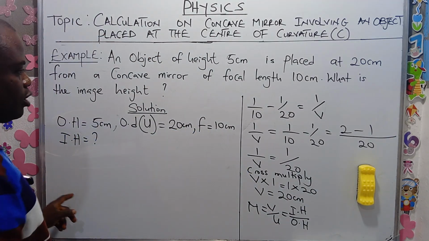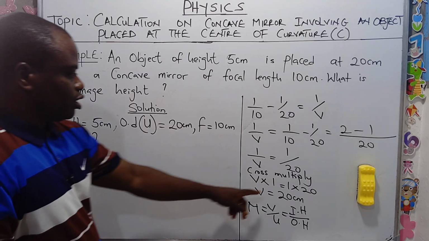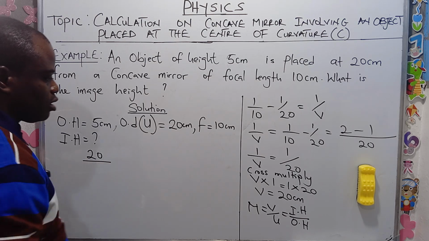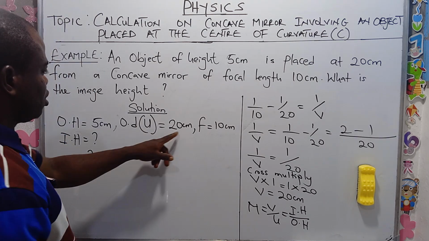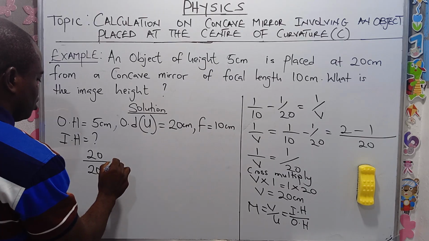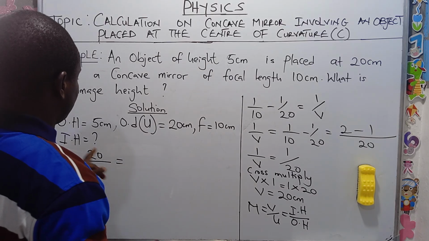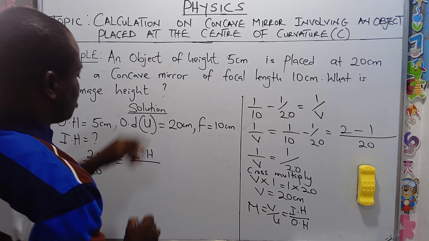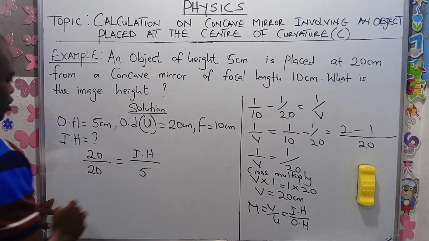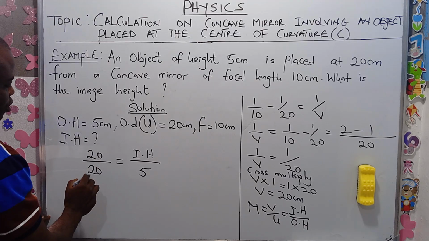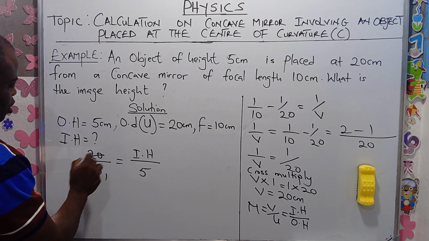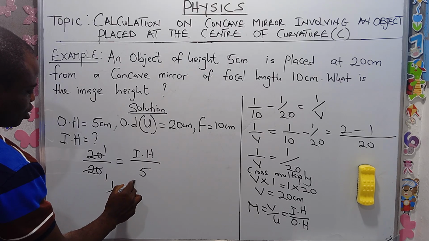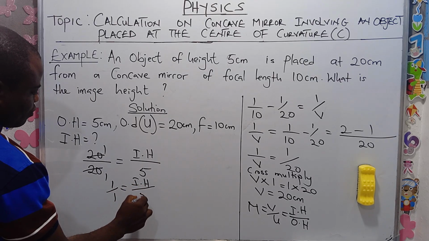Now, what's the image distance? Image distance is 20, over object distance, which is 20, equals image height over object height, that's 5. From here, you cross multiply, but before then, let's cancel out 20 here, 20 in 20. It is 1 over 1 equals image height over 5.